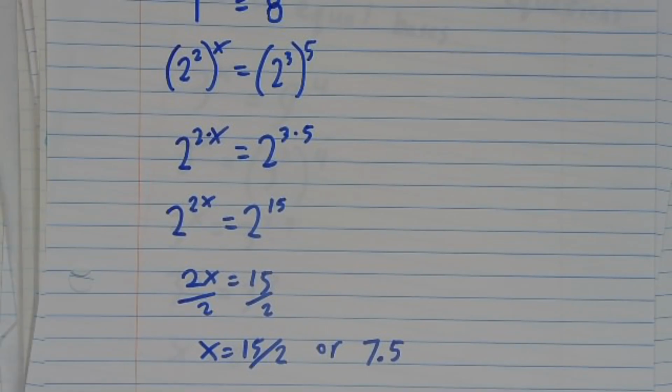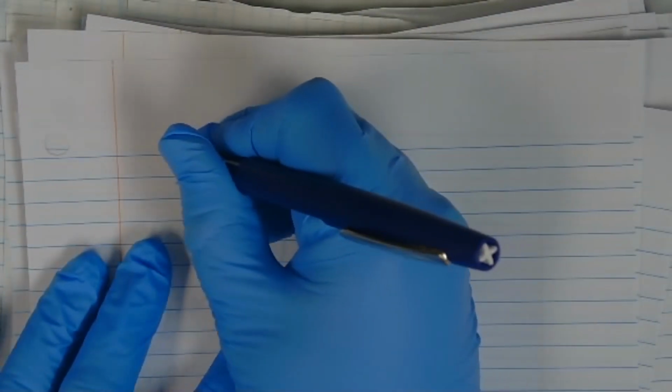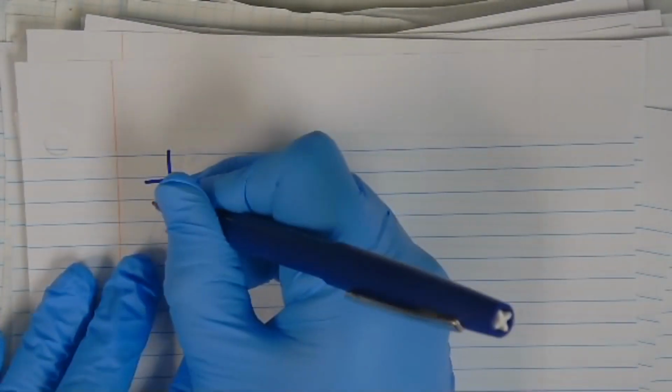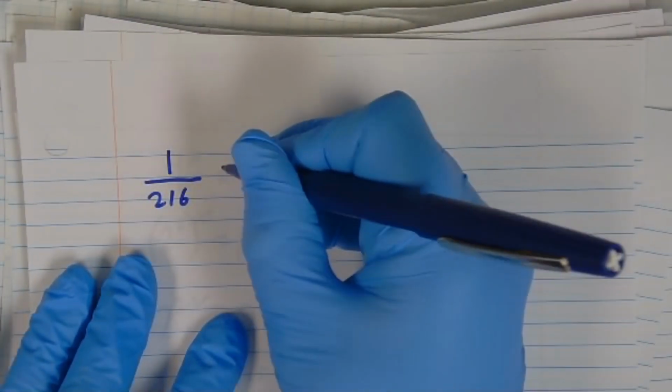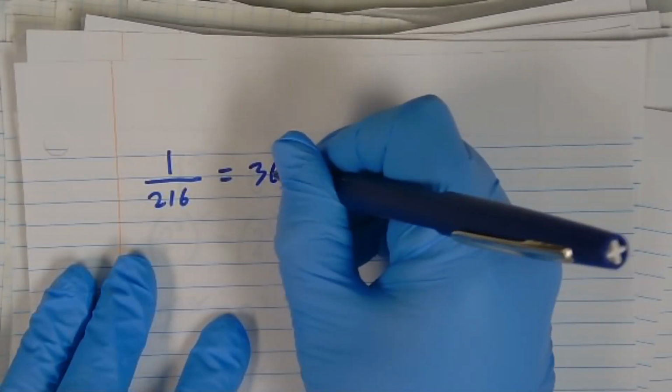So I think that's kind of enough examples of just I have some number and I need to hunt that down. But there are a few other properties of exponents that can come into play that can make things a little more challenging to see that that's what you're supposed to be doing. So I might have something like 1 over 216 is equal to 36x.